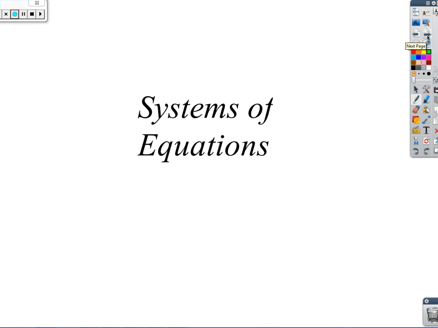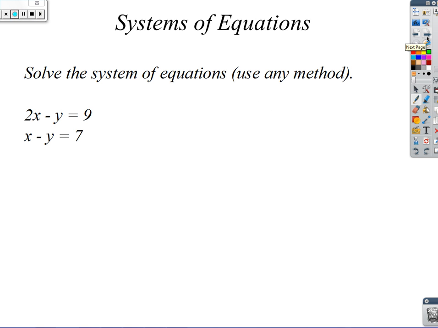Next, we have systems of equations. Again, this should be reviewed from Algebra A and Algebra B. There are many methods to do this. You could use the graphing method, which is ideal when y is by itself. Y is not by itself, so graphing method is not ideal.